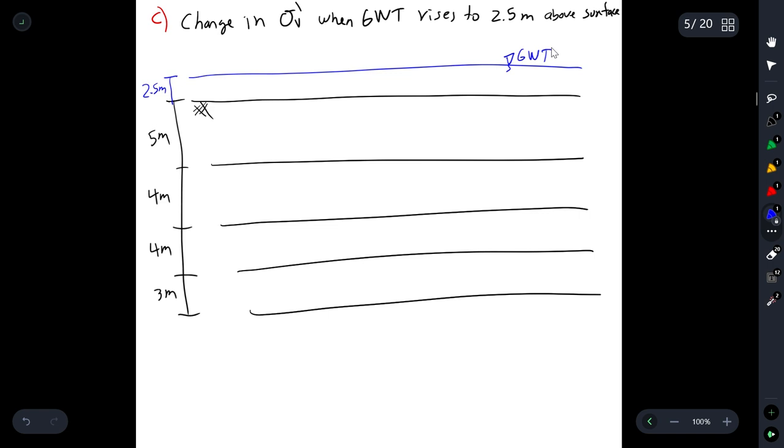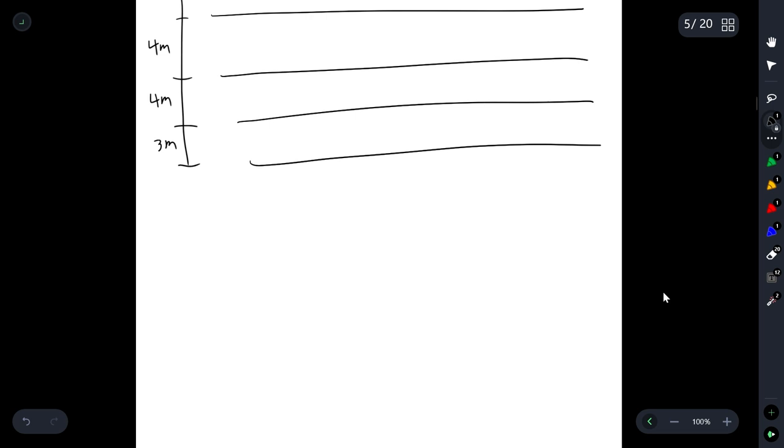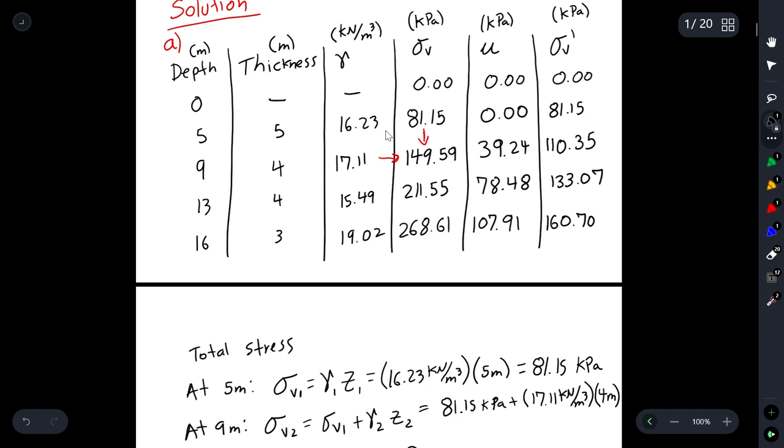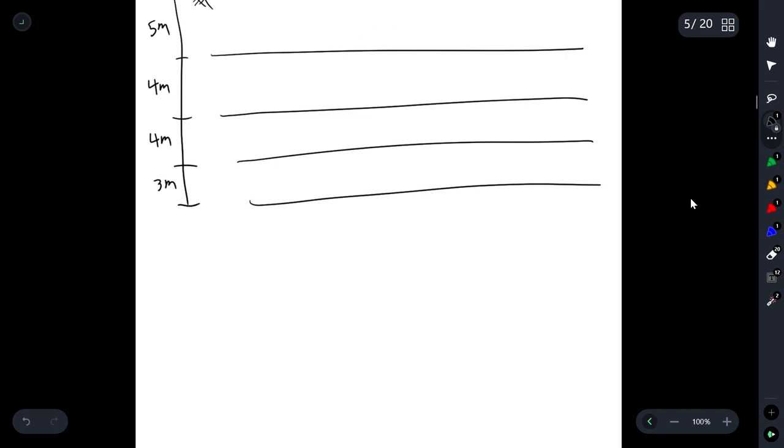In order to solve this problem, we need to prepare another table, just like the one we prepared here for question A, where we calculated the effective stress. We're going to prepare a second table in which we compare the initial groundwater table, the initial effective stress calculated in A, and the new effective stress after the groundwater table has risen to 2.5 meters above the ground surface.